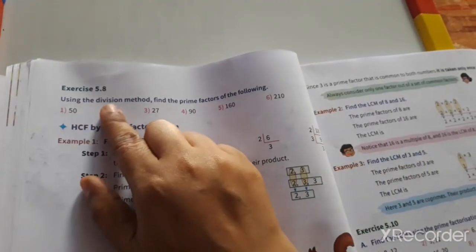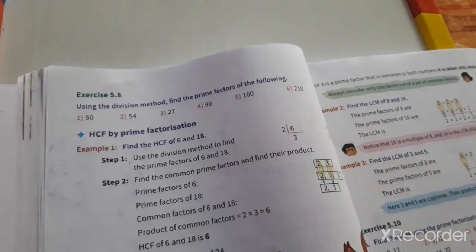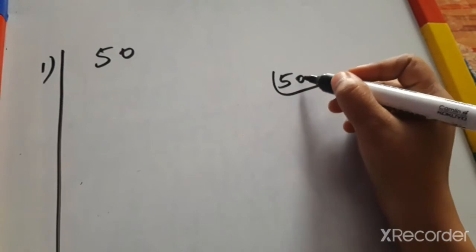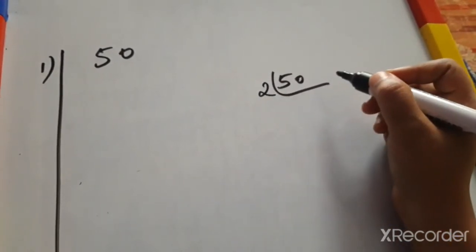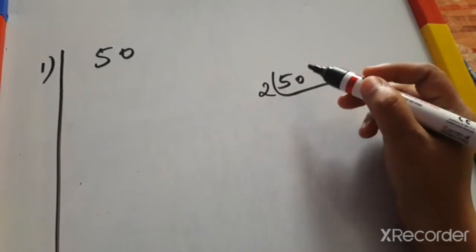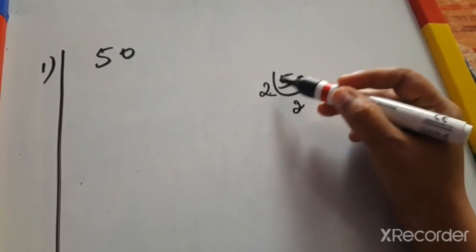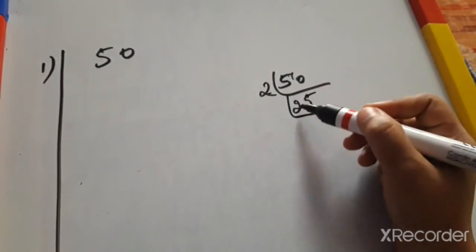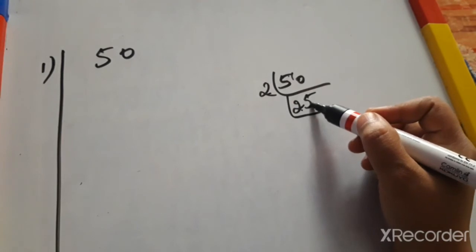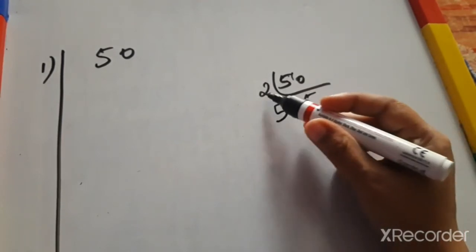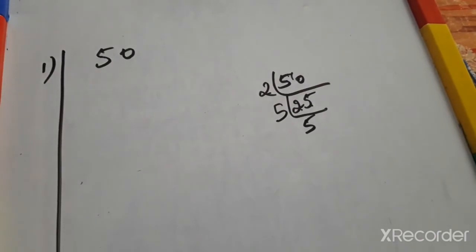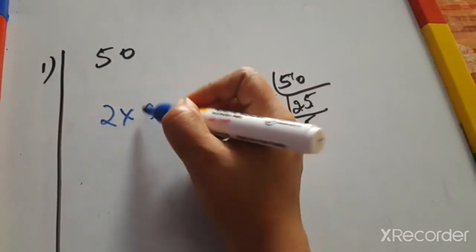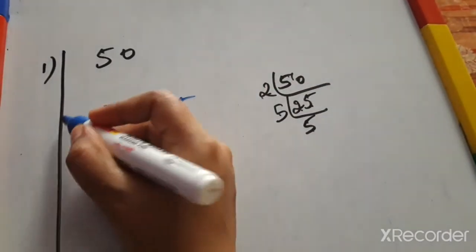Next, exercise 5.8, using the division method find the prime factors of the following. Here the first question is 50. We have to find the prime factors of 50. Last number is 0, so we try the division method with 2 ones are table. 2 2s are 4, 50 divided by 2, 2 2s are 4, 1 carry, 2 5s are 25. And 25 ends in 5, so it will multiply with 5 ones are tables. 5 5s are 25. Here only prime numbers we have to put. Prime factors are 2 into 5 into 5.